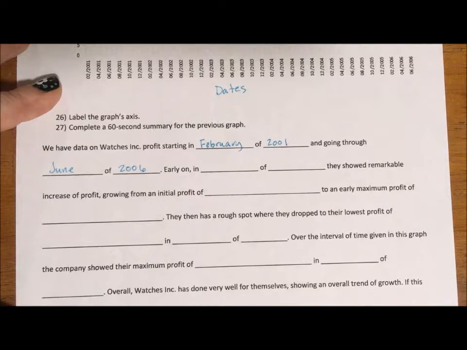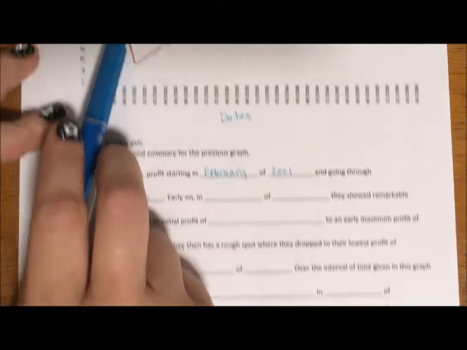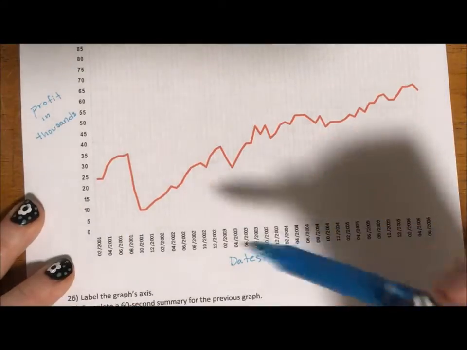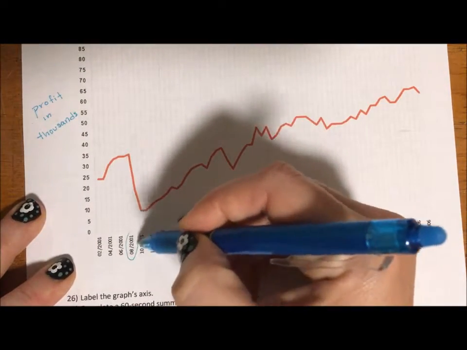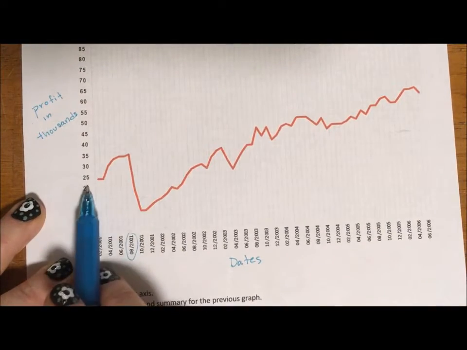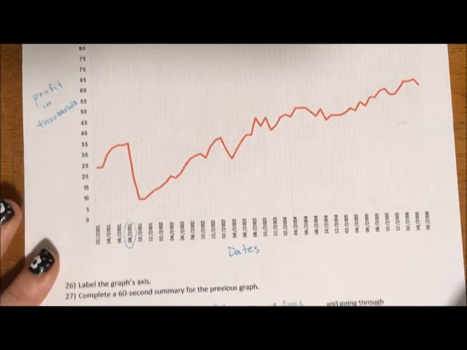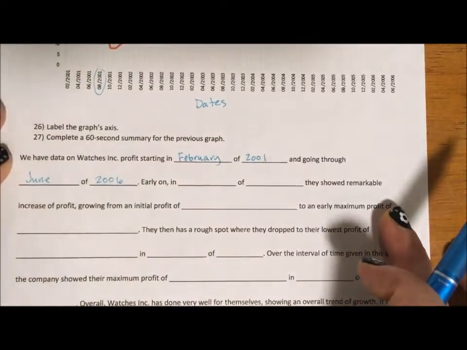Okay. So it says early on with an early maximum profit. The early maximum profit is probably this point right here, and this point right here corresponds to 801. It corresponds to 35,000, and their initial was 25,000. Okay, so this is all the information we need to fill in down here.